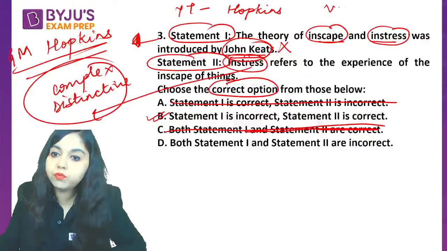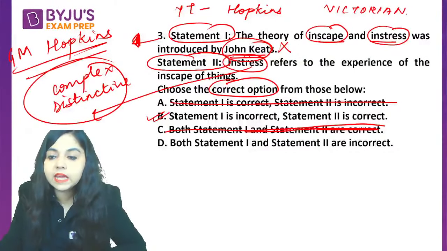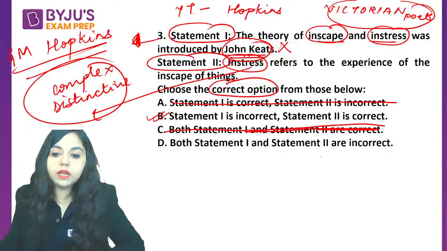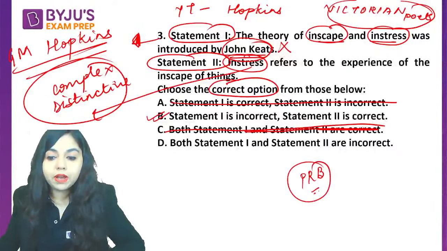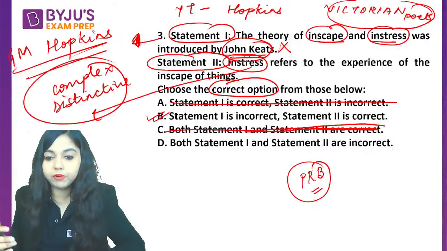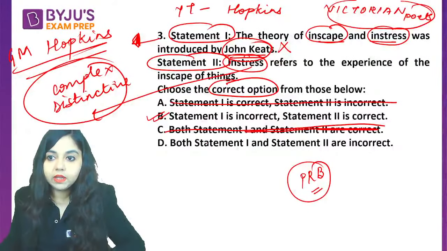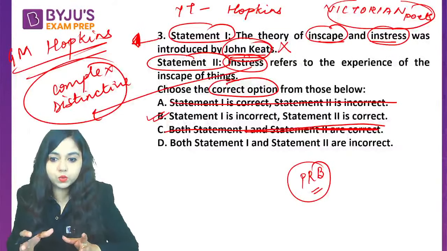GM Hopkins, you will have to look at Victorian poets as well. This is a category that you cannot forget. And in Victorian era poets, you cannot ignore the Pre-Raphaelite Brotherhood. You can't just focus only on Tennyson and Browning and forget the others, because others are also coming in your exam. So you will have to focus on all of these as well.